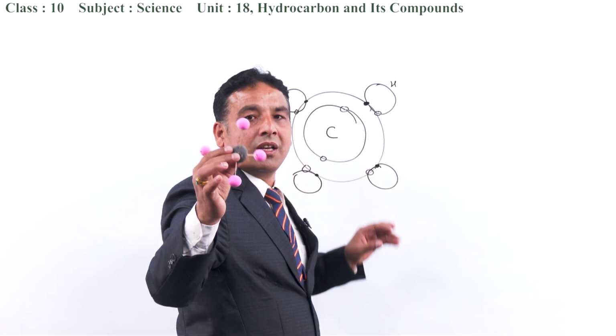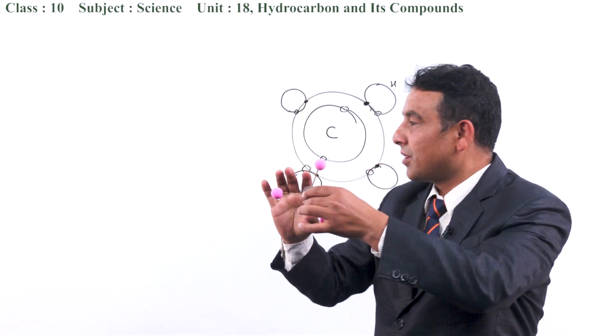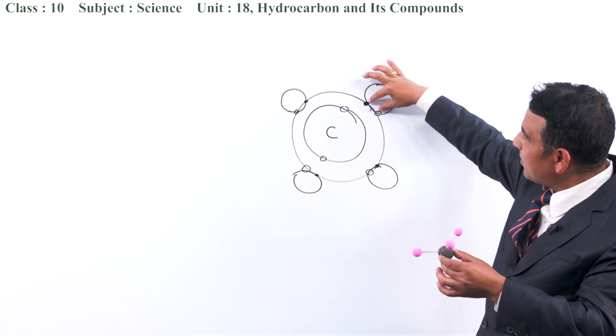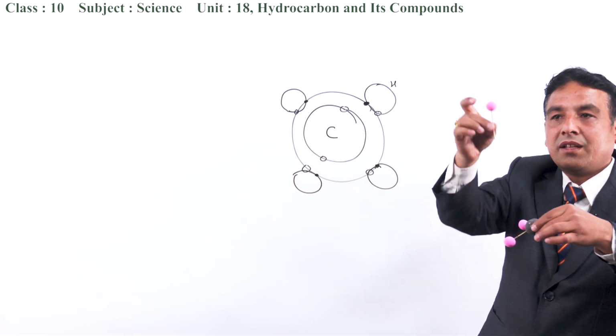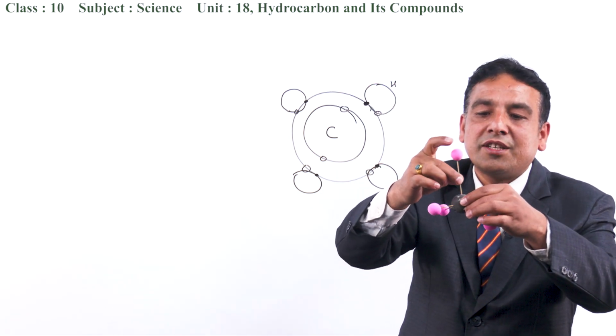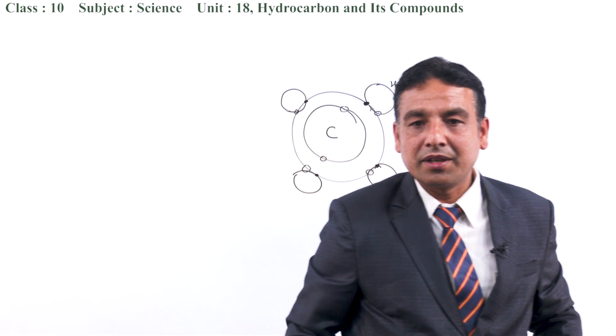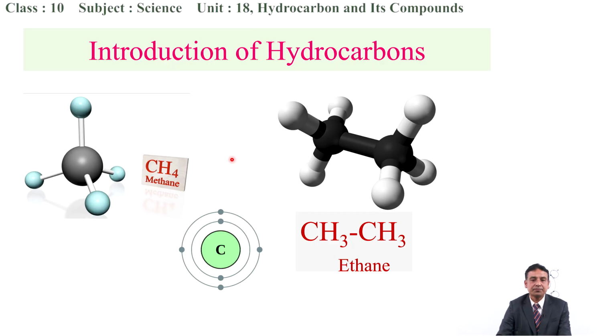So this is the structure. These electrons form these bonds. This is the bond, shown by this one, joined from carbon to hydrogen. Like this, you can see over here. Methane has 1 carbon atom as well as 4 hydrogen atoms.